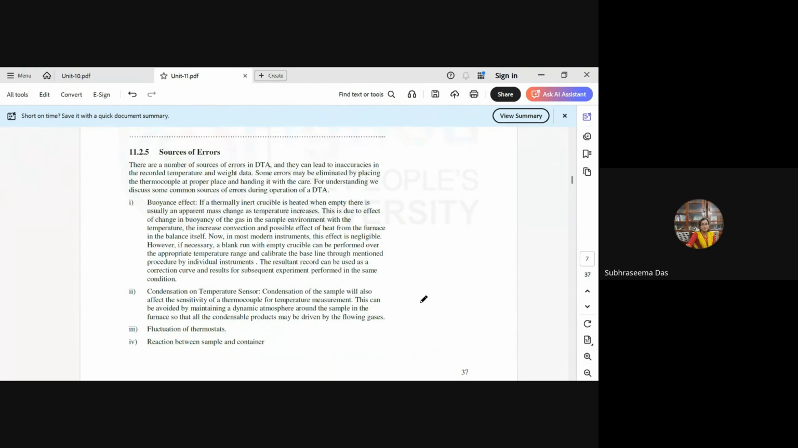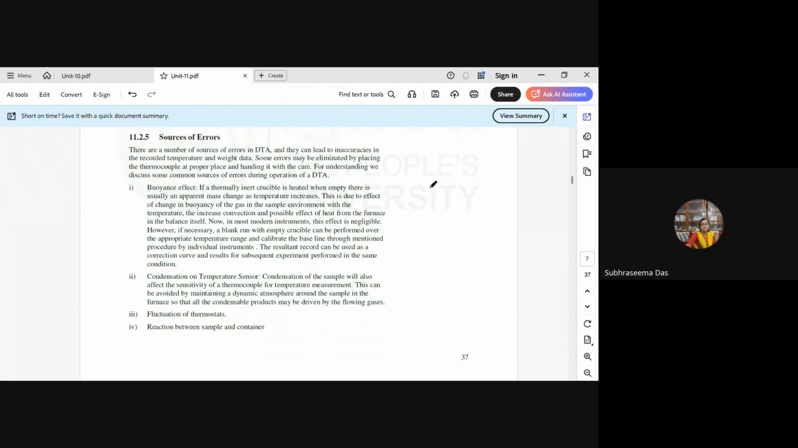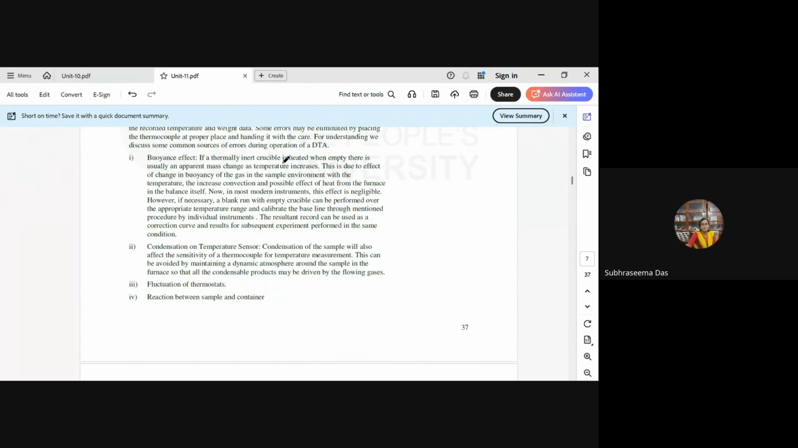Then coming to the sources of error. There are a number of sources of error in DTA, and they can lead to disturbances in the recordings. First is the buoyancy effect. If we take a thermally inert crucible, there is an apparent mass change as the temperature increases. This is due to the change in buoyancy of the gas in the sample environment with the temperature. However, in most modern instruments, this effect is negligible. But to avoid any ambiguity, we should always perform a blank run without the sample and only with the crucible, so as to avoid this buoyancy effect.